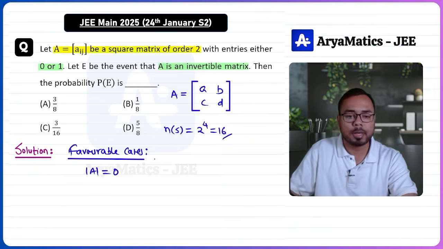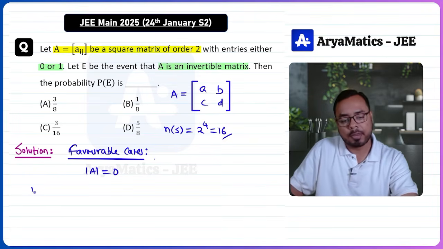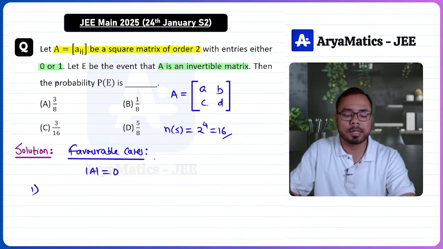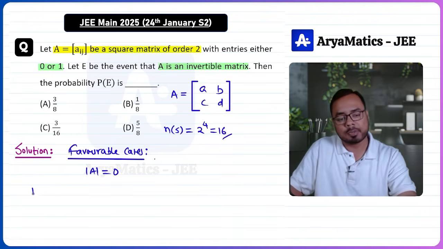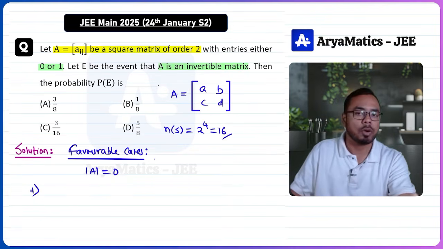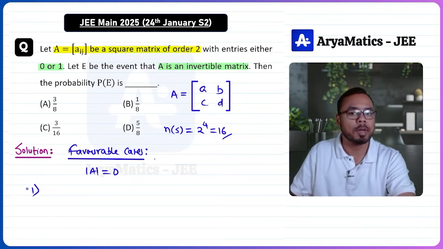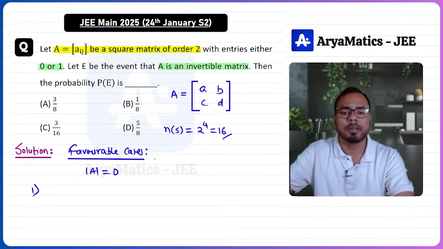Now, if I want to make determinant 0, then there are a number of different possibilities. We have to use only 0 and 1, so we'll consider different cases. One case where we are using all zeros. Next case where we are using 3 zeros and 1 one. And then we have 2 zeros, 2 ones. In that manner, we'll see what different cases we can create.